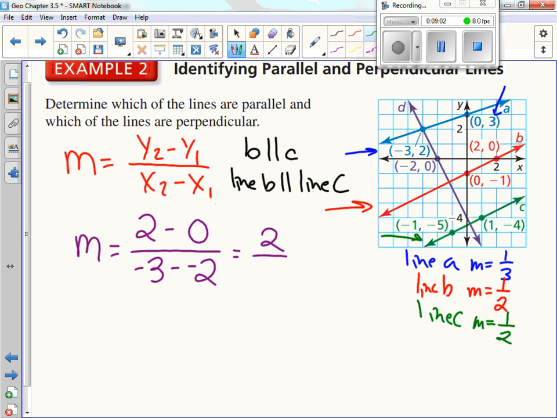Well, 2 minus 0 is 2. A negative and negative would make a positive. So -3 plus 2 is -1, which gives us -2, yes? Line D has slope m equals -2. So it's not parallel to any of those, correct? Is it perpendicular to any of them?